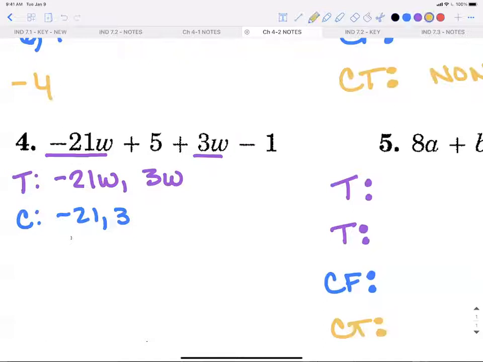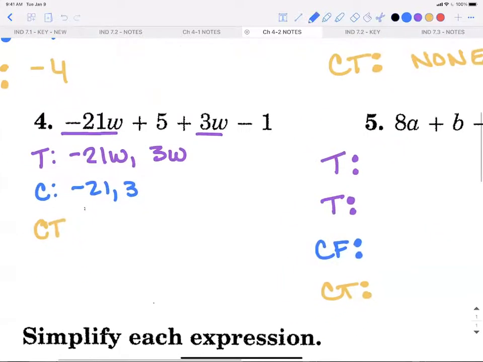And then last, I'm going to list my constants. I forgot my F for coefficient, didn't I? Yeah, let me put the F there. There we go. My constants here are 5 and negative 1. So a 5 and a negative 1.